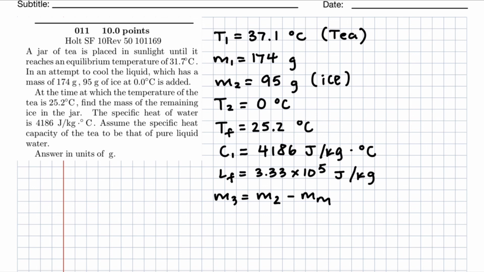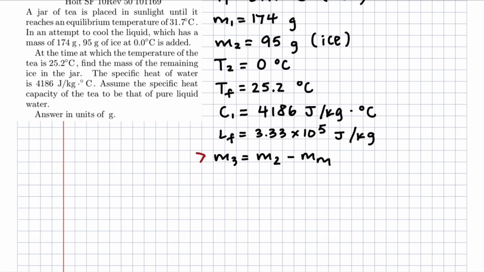Because this problem can get messy, what I decided to do is M3 is what I'm looking for. So that's going to be what's left of the ice. M2 is the original amount of ice. M sub M is the melted ice. I know I could say water, but I'm going to consider the tea to be water. So now we know. M3 is what I'm looking for, is my answer. And M sub M is the melted ice.